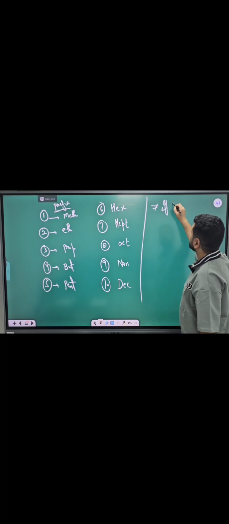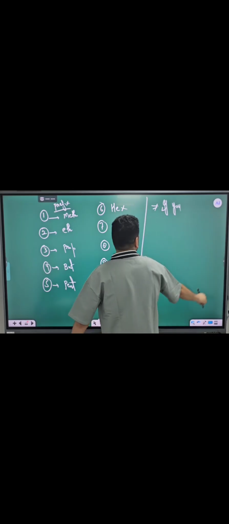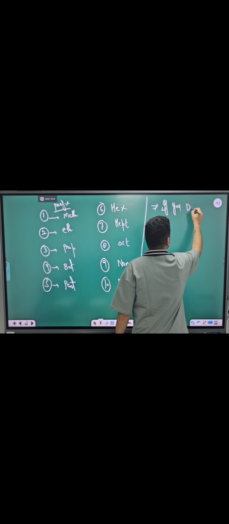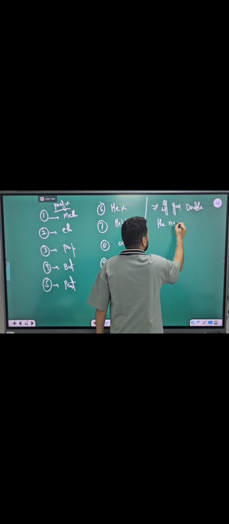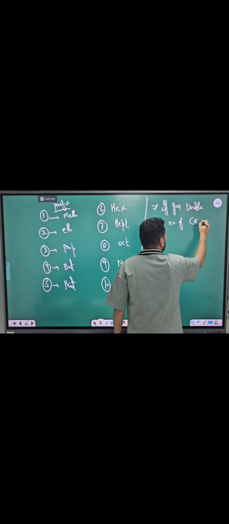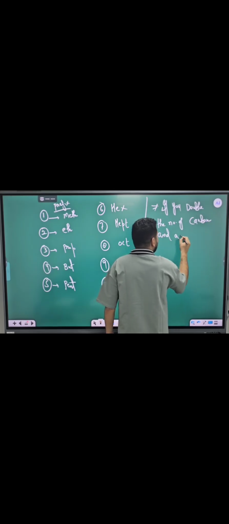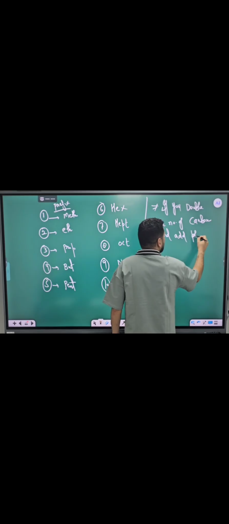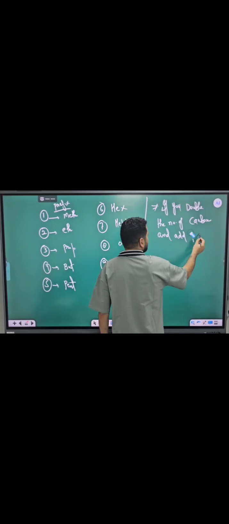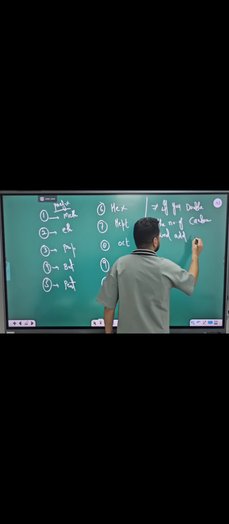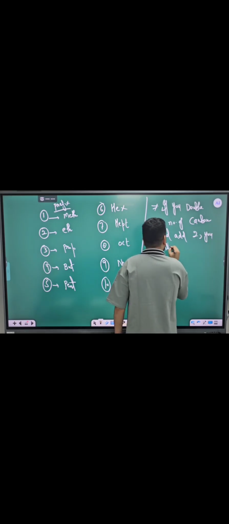This is one simple golden rule. If you double the number of carbon and add 2, you will get alkane.